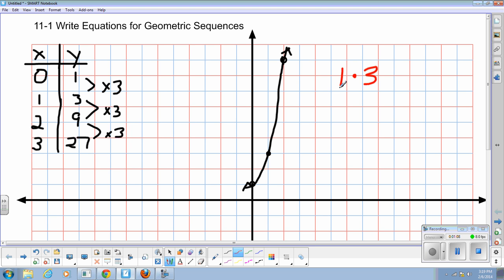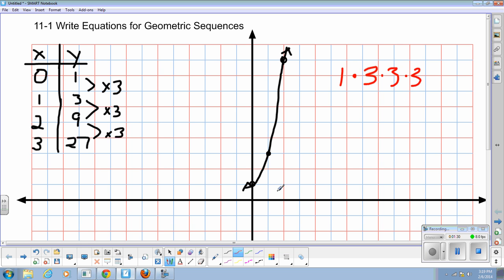We'll take a look here. The number 1 is also my 0 term. So then I take 1 times 3 to get the first term. If I want to get the next term, I'd have to do it times 3 again. And to get the third term, I'd have to go times 3 again.